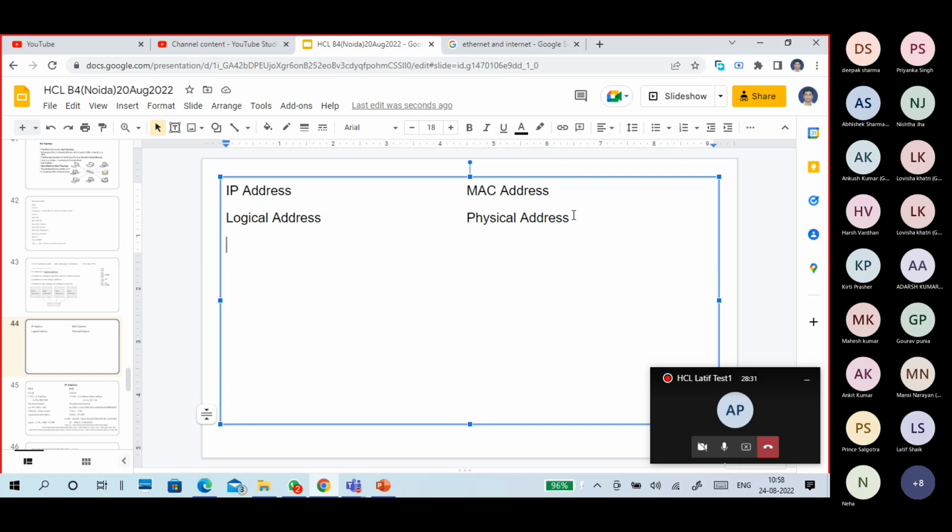Guys, logical address and physical address. Any other differences? An IP address can be changed, but you cannot change the MAC address. An IP address is a logical address; there are private IP addresses and public IP addresses. Here, no private and no public; it is fixed.